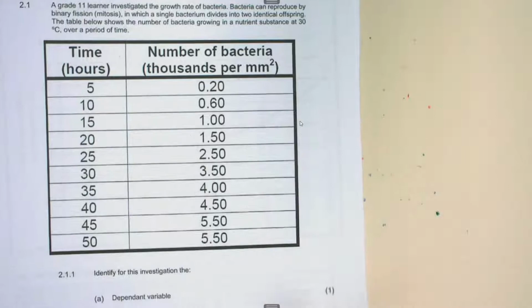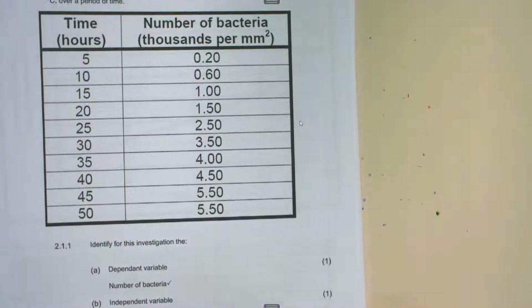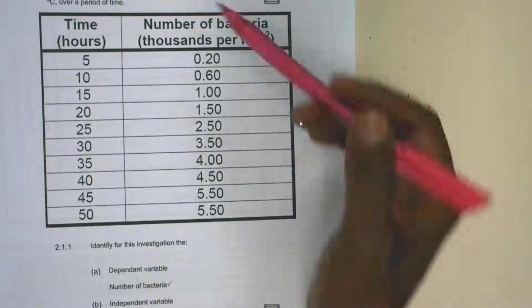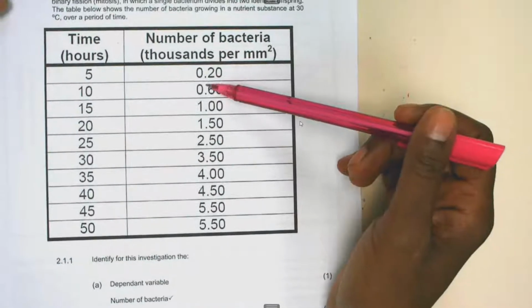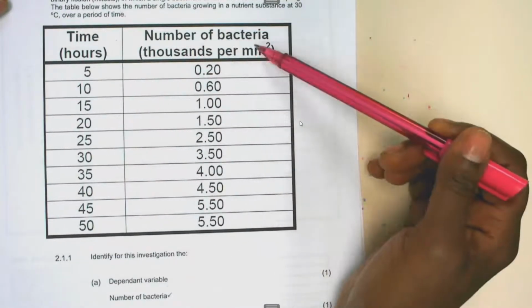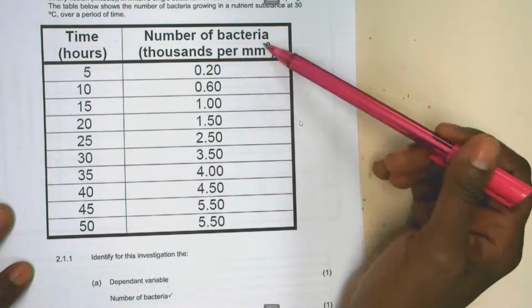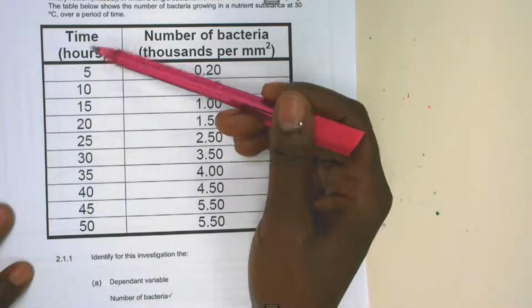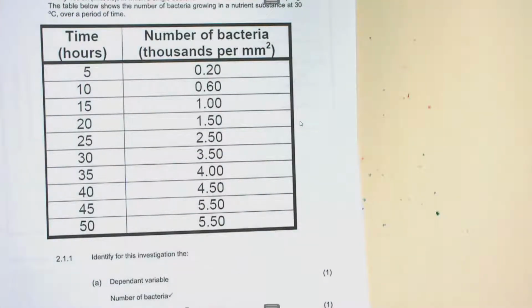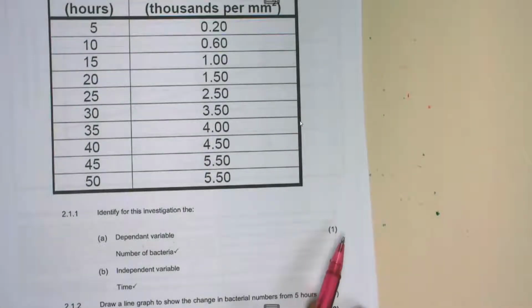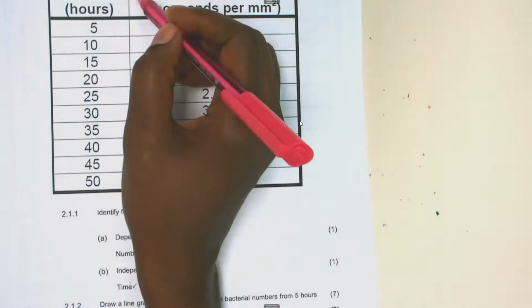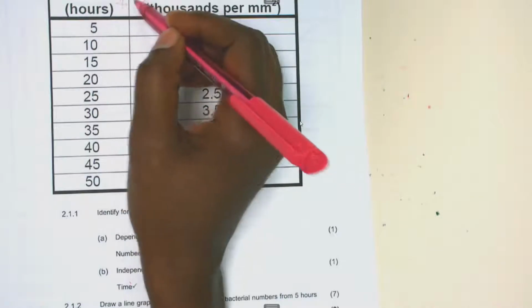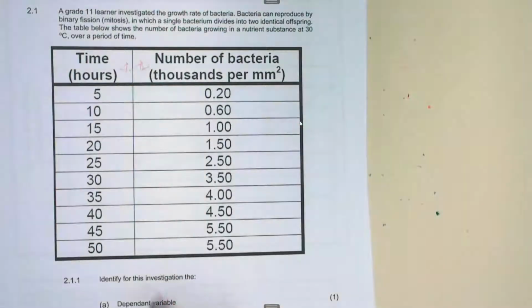So question 2.1.1 says identify for this investigation the dependent variable. If you look at our table here, the dependent variable will be the number of bacteria. So the number of bacteria depends on what? On time. So the independent variable will be time. Please remember that, learners, there should be that relationship between your dependent and independent variable.